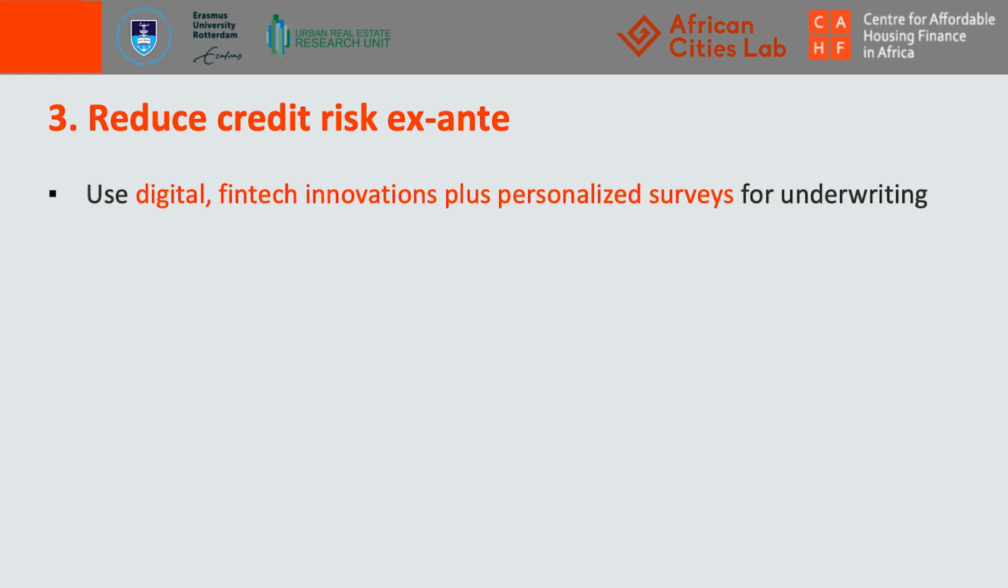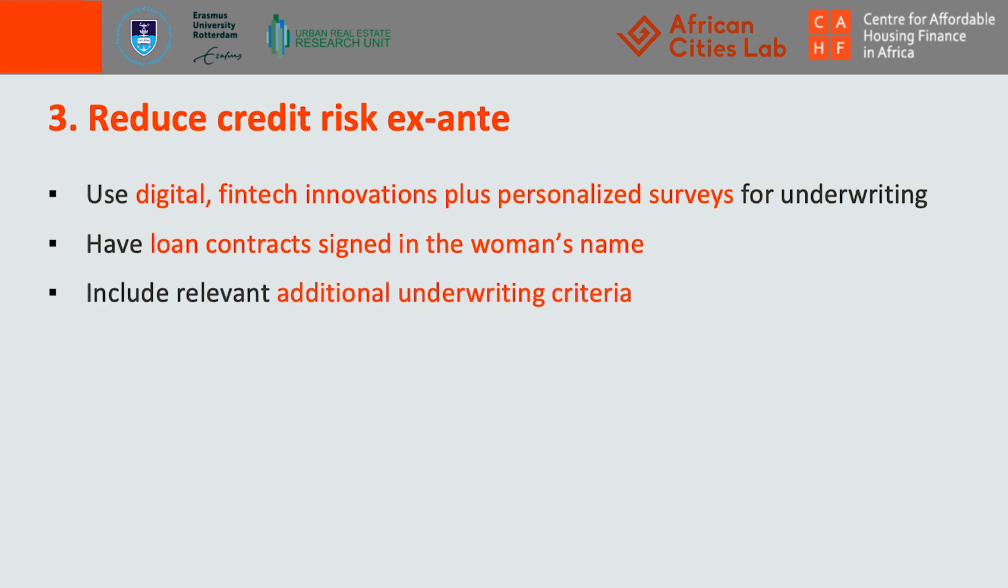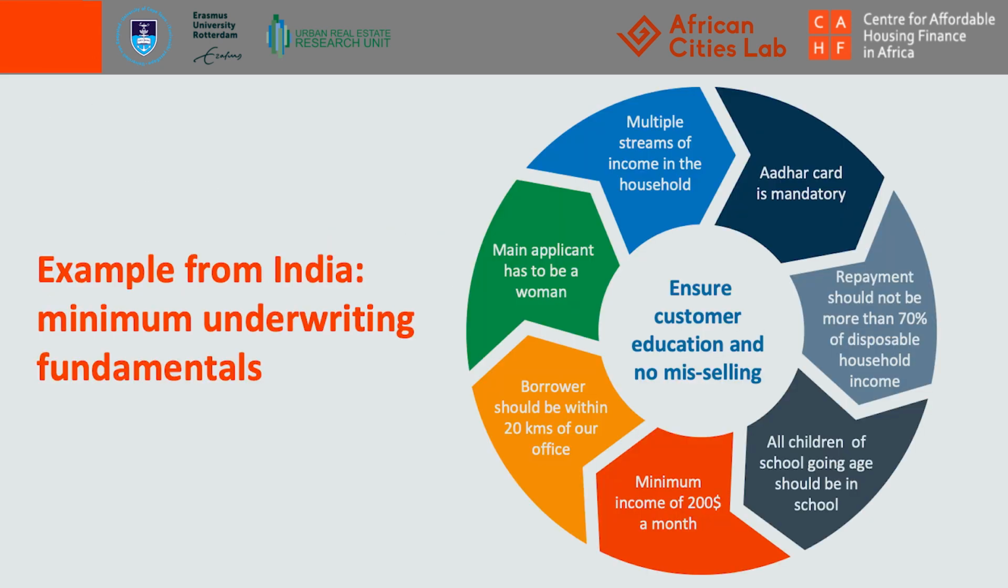Another important measure is to have loan contracts signed or at least co-signed in the name of the woman, including other relevant alternatives like having kids in school with regular health checkups, as underwriting criteria have proven to reduce credit risk as well. The example in the visual shows the minimum underwriting fundamentals used by a housing finance company in India.